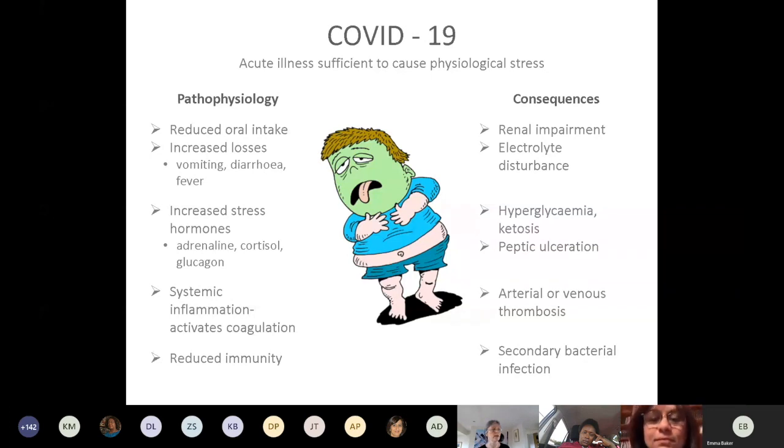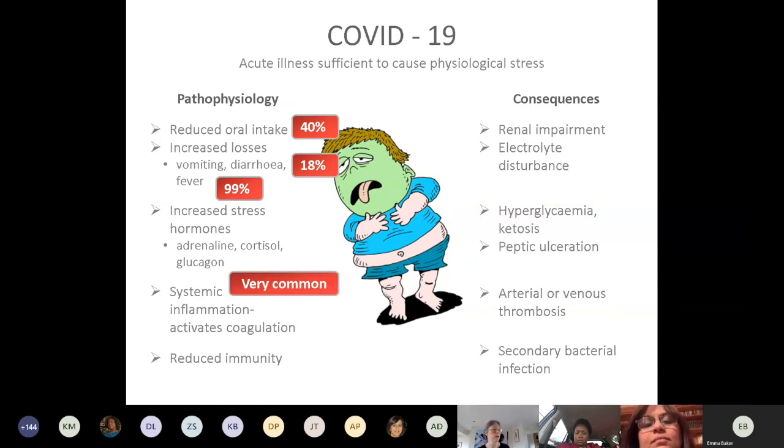Just let's look at COVID-19. How does that affect these things? Looking at various case series, about 40% of our patients with COVID are anorexic. About 18% have diarrhea. 99% have fever. Systemic inflammation is incredibly common, and so is activation of coagulation.